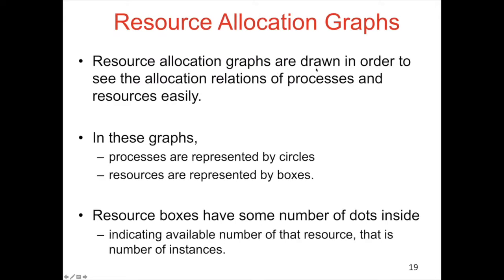Resource allocation graphs are drawn in order to see the allocation relations of processes and resources easily. In these graphs, processes are represented by circles and resources are represented by boxes. Resource boxes have some number of dots inside, indicating the available number of that resource, that is, the number of instances.